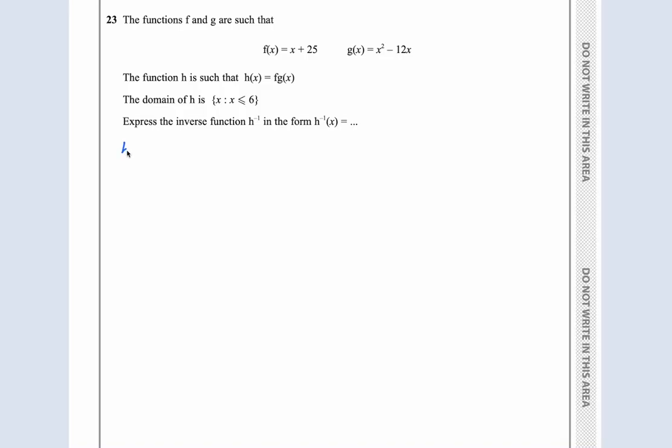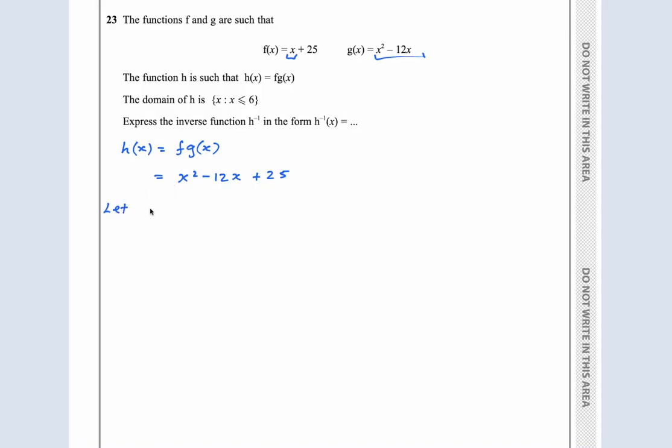And the way we do it is, h of x is fg of x. And the way we get fg of x is we sub g of x, this, into f, instead of x. So instead of x, I put x squared minus 12x. And then we add the 25, plus 25. Okay, so that's h of x.